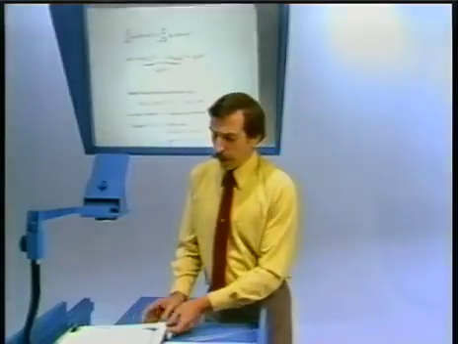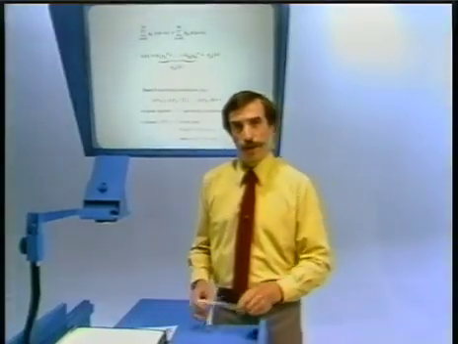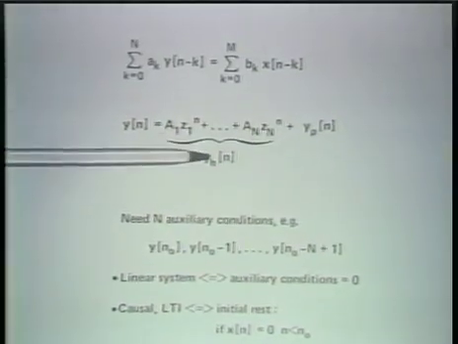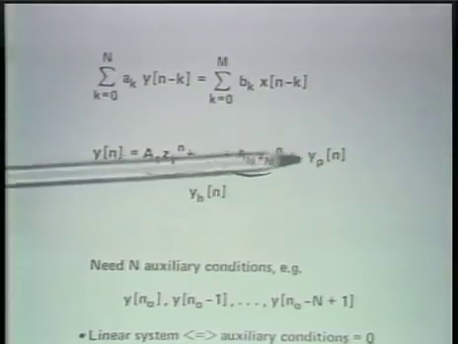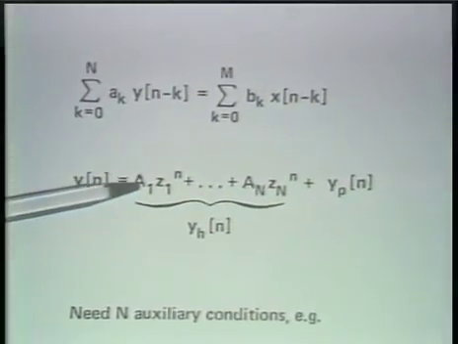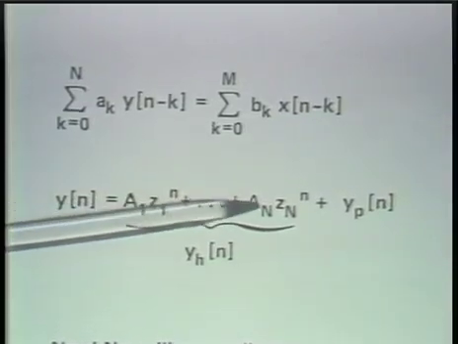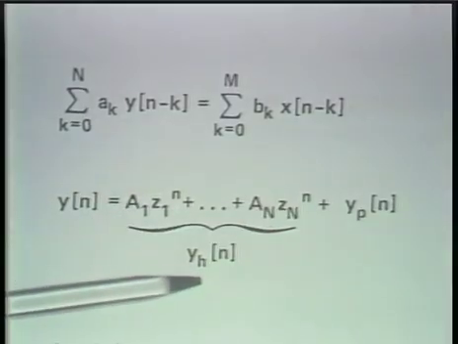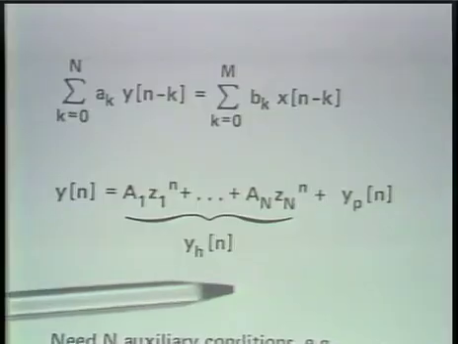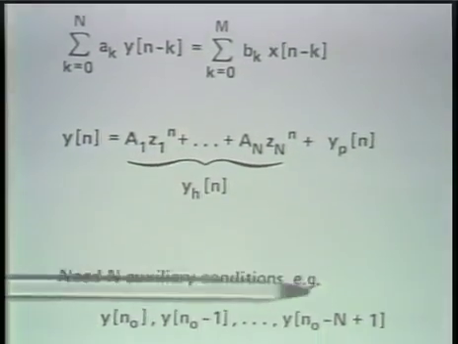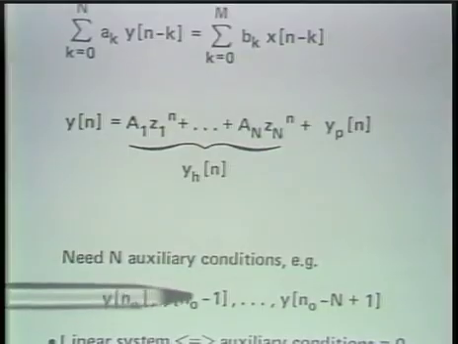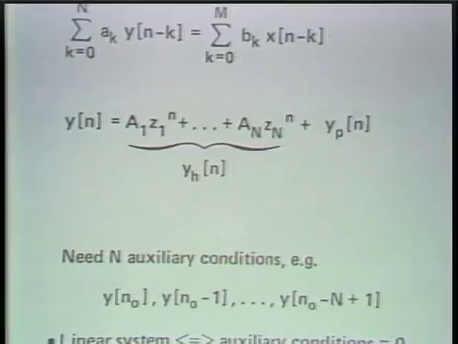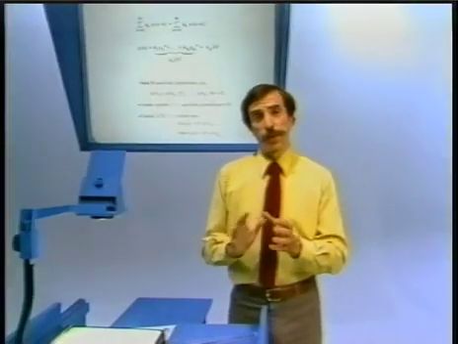So the general form then for the solution to the difference equation is a sum of exponentials plus any particular solution. It's through auxiliary conditions that we determine these coefficients. We have n undetermined coefficients, and so we require capital N auxiliary conditions. For example, some set of values of the output at n distinct instants of time. Now this was the same as with differential equations.